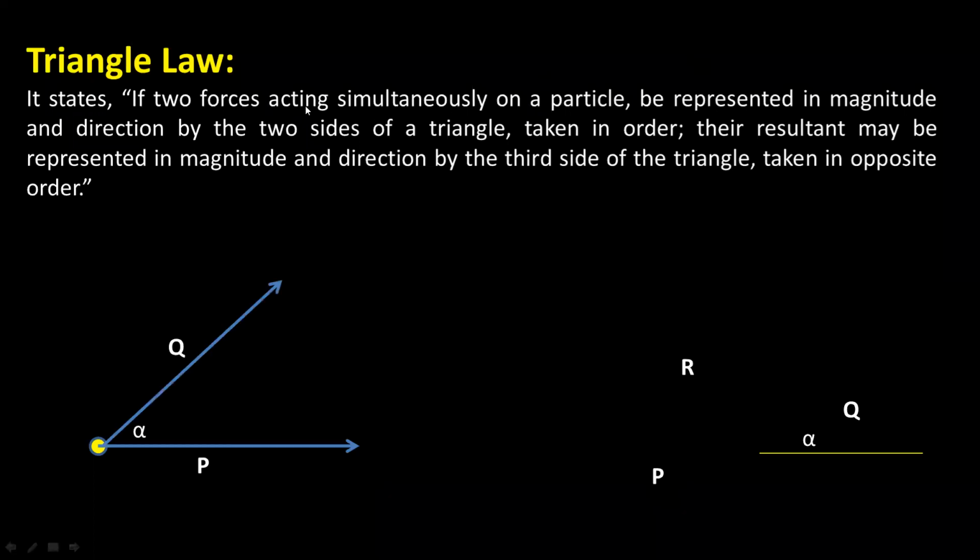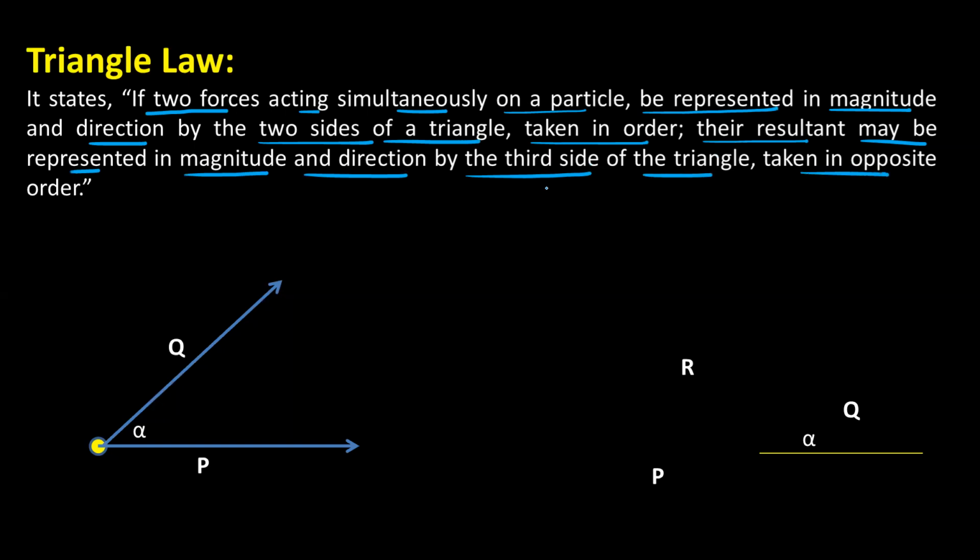Okay, now this second law that we use to determine the resultant is the triangle law. And it is also applicable for a concurrent force system having two forces. So this statement is, if two forces acting simultaneously on a particle be represented in the magnitude and the direction by two sides of a triangle taken in order, the resultant may be represented in magnitude and direction by the third side of the triangle taken in the opposite order.